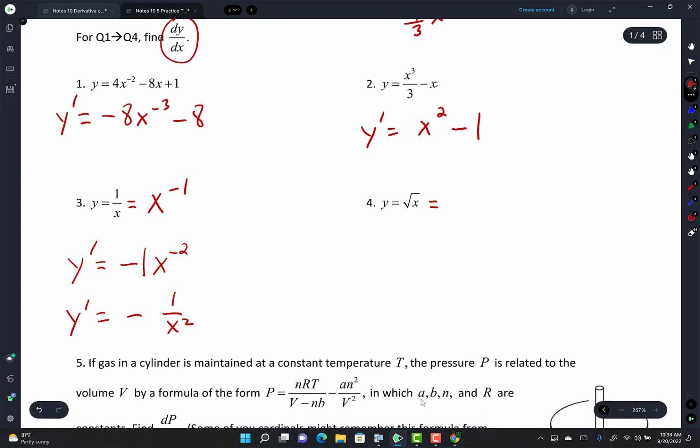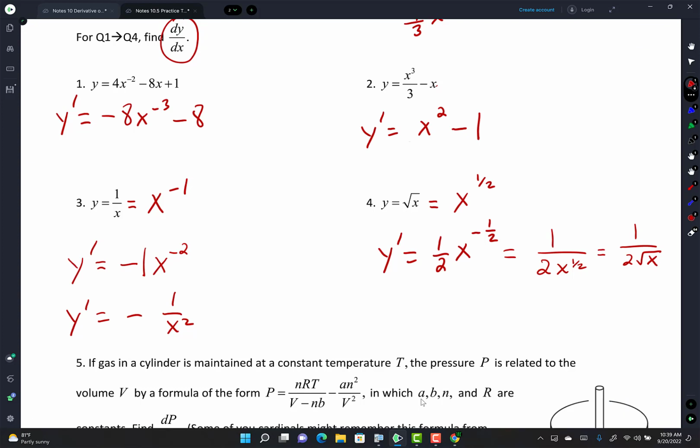Laws of exponents again. I'm not taking a derivative yet for number 4. Square root of x is the same thing as x to the 1/2. Here we go. Y prime or dy dx, it doesn't matter. Bring the half to the front, x to the negative 1/2. Usually, if they give you square root of x, you want to have it like that. So 1 over 2 x to the half, and then x to the half means square root of x. So 1 over 2 square root of x. I'm just showing all the work there.